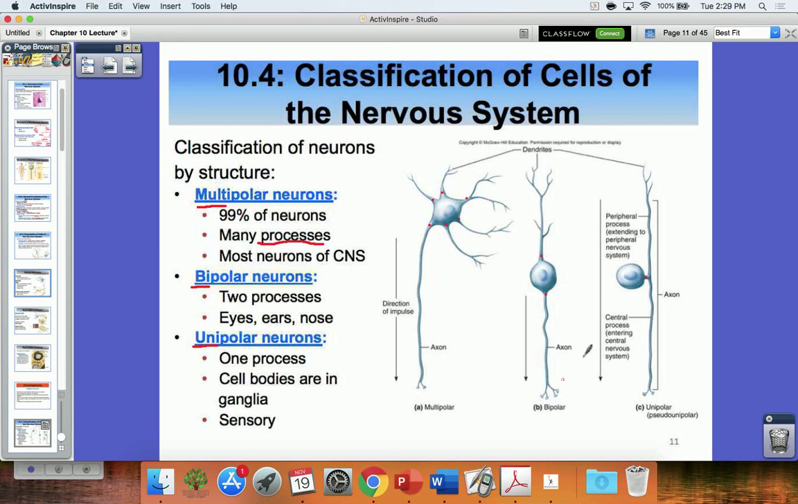And so these are going to be very limited in the body. These are going to be found in sensory places. And I failed to mention that this is specifically in those special sense organs. So like the eyes, the ears, the nose, and things like that. So these are special sense organs. You'll find bipolar neurons. As far as sensory neurons, you'll find our unipolar neurons.